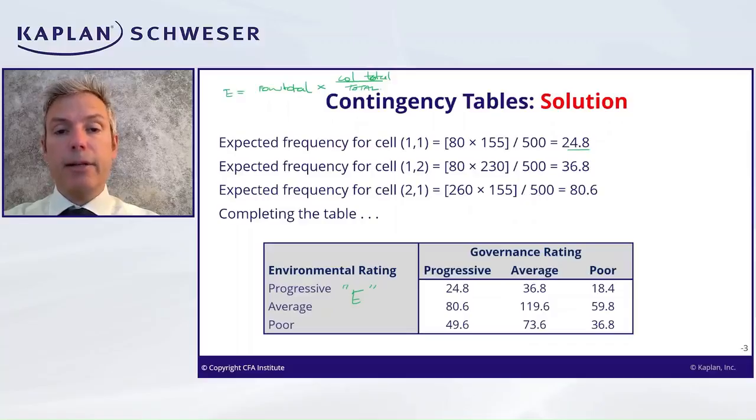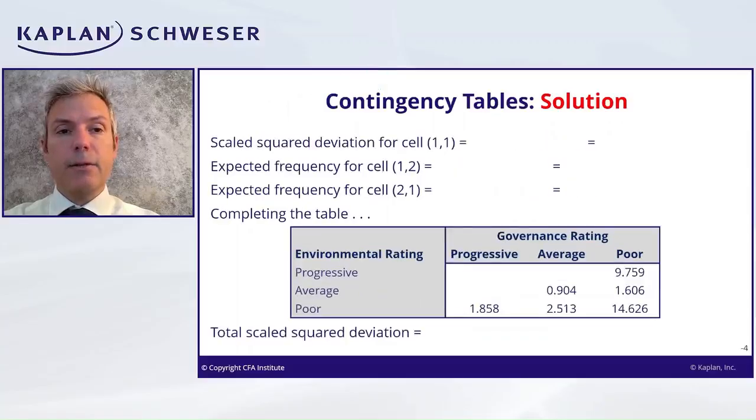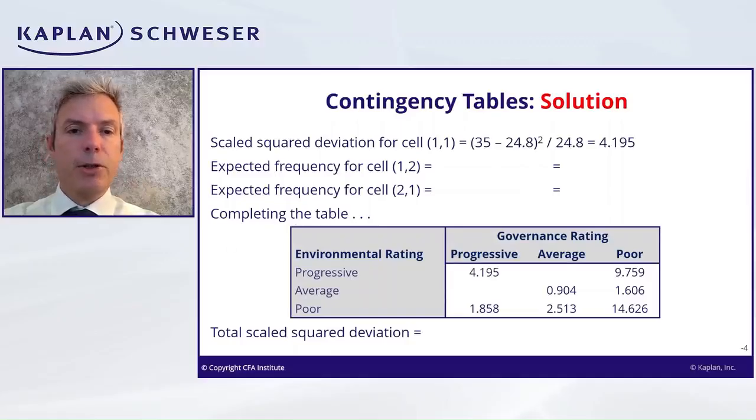Now you can calculate your chi-square statistic, all right? So the scaled square deviation, which is the component of the chi-square statistic coming from the first cell, would be an actual observation of 35. That was in the original table. All right, minus the expected value of 24.8. We will go to one decimal place here. Don't have to round it to a whole number. Square that and divide by E. All right, and that's 4.195.